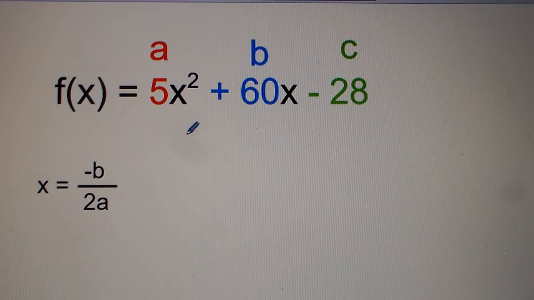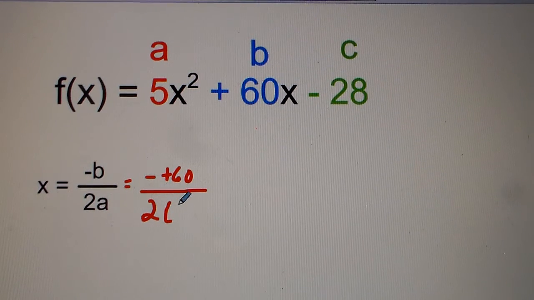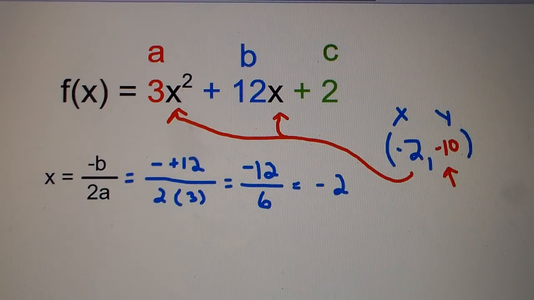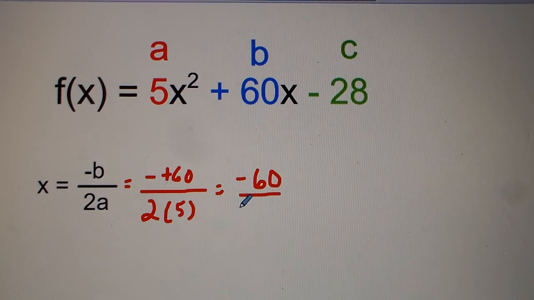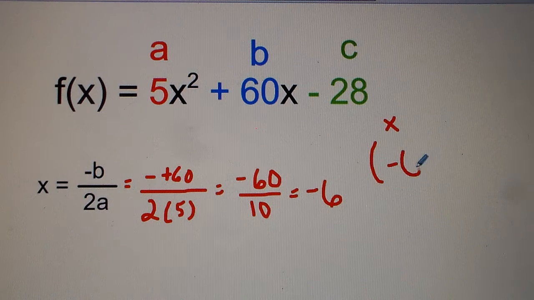Let's practice that again from top to bottom here. So we identify our A, our B, and our C, which we practiced before. Now we just got to substitute into our equation. Minus B, which is positive 60, divided by 2 times my A value, which is 5. The plus and minus really just means minus 60, divided by 2 times 5, which gets us 10. Negative 60 divided by 10 is negative 6. So my x value in my vertex is negative 6.